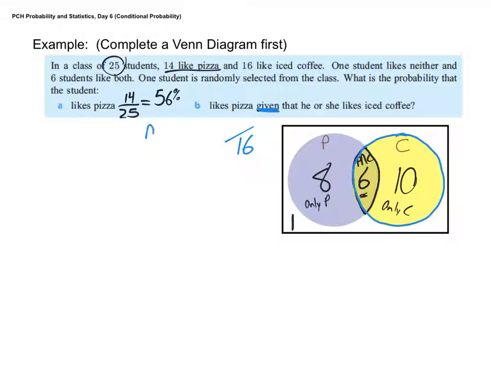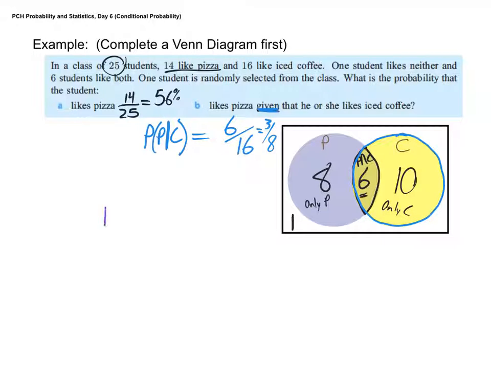Okay? Here we're finding the probability that somebody likes pizza given that they like iced coffee. Now, out of these 16 people, how many like pizza? 6. Alright? So it's 6 out of 16. Again, we're figuring this out logically using the Venn diagram. How would you read what's in the parentheses? The probability that somebody likes pizza given that they like iced coffee. Okay?